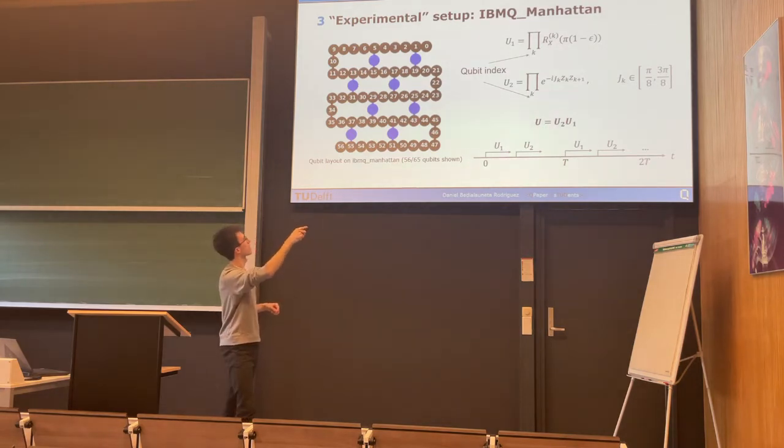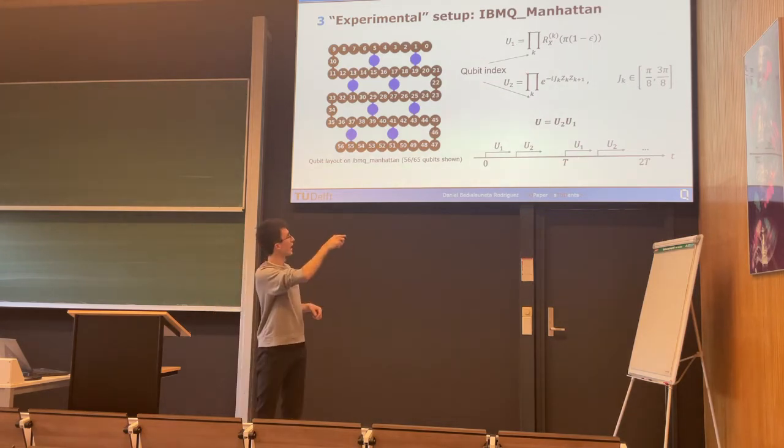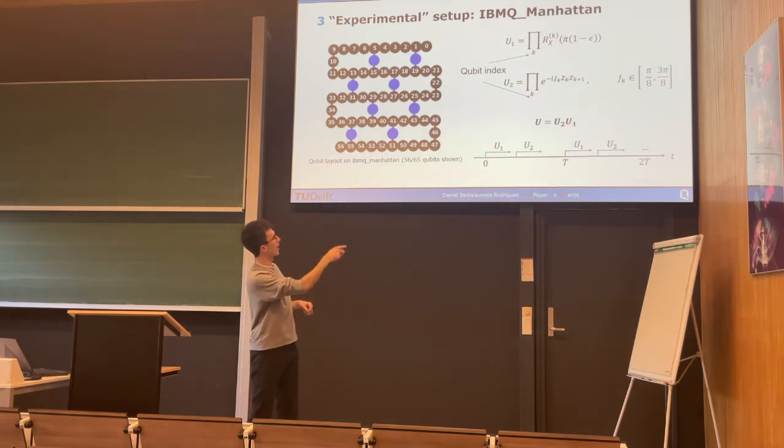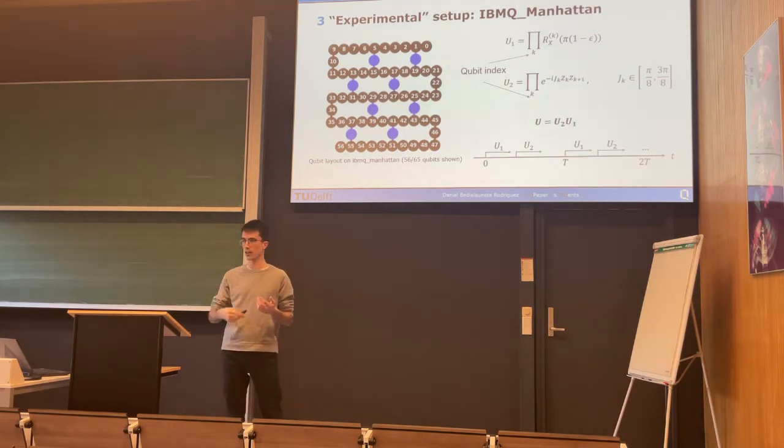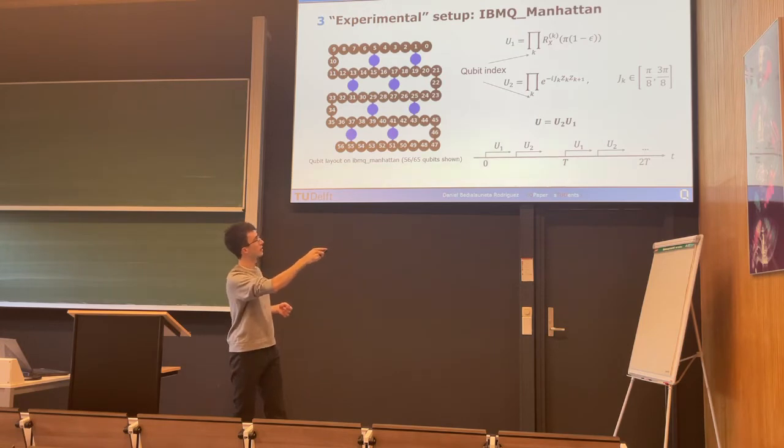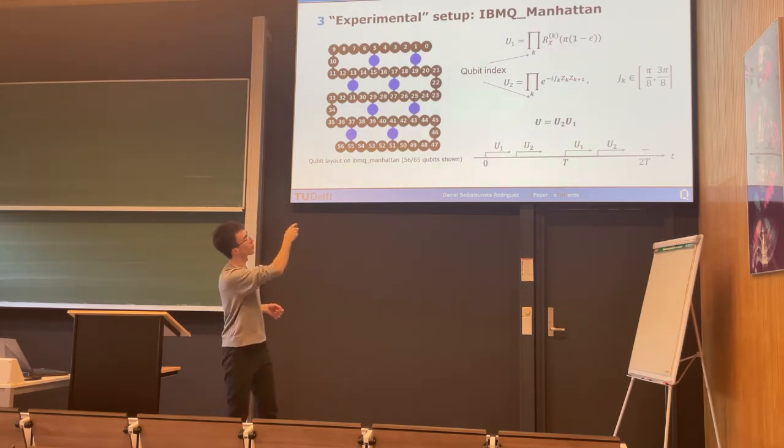So this product stands for applying this 1 qubit gate to all of the qubits. And now the second part of the unitary is this one. So again, we have this product over the qubits. So we are applying this 2 qubit gate to each of the qubits.